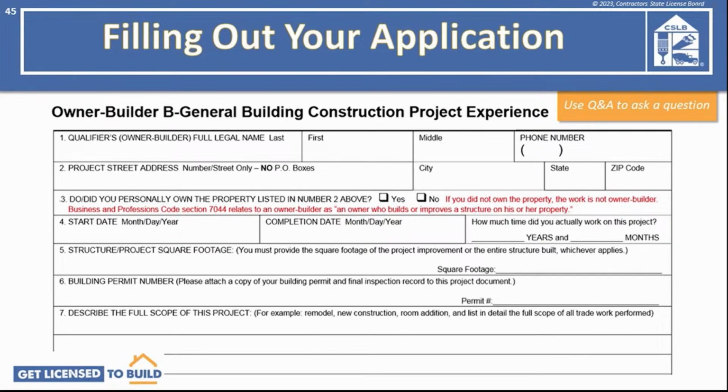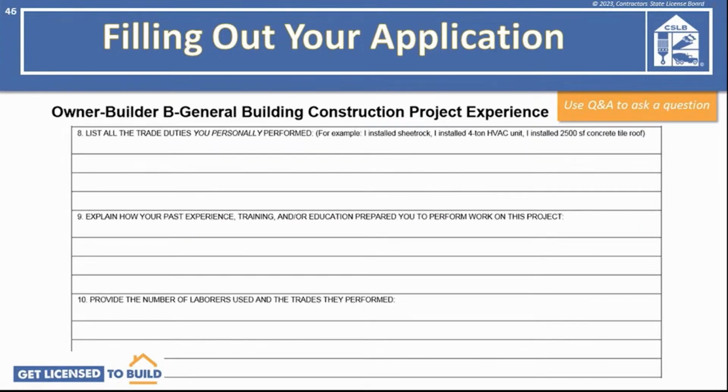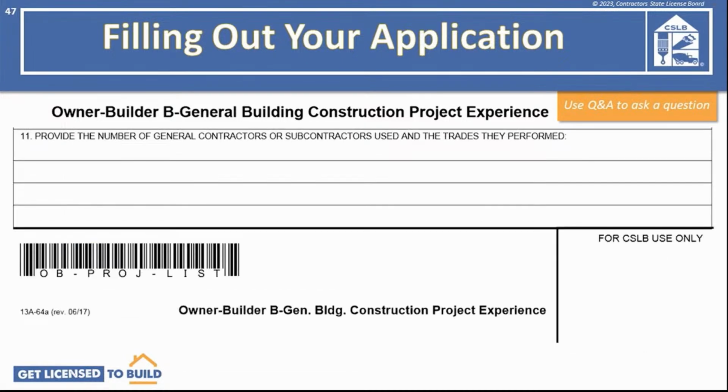The experience must be verifiable through building permits, final inspections, and other documentation. You will need to list the building permit number on line 6. On line 7, you will need to provide the scope of the project. Owner Builder B General Building Construction Project Experience 2 of 3. In boxes 8 through 10, you will need to provide more detailed information about the project. Owner Builder B General Building Construction Project Experience 3 of 3. Question 11 asks if other general construction contractors worked on the project and what trades they performed. Remember, this information should be as complete and accurate as possible.